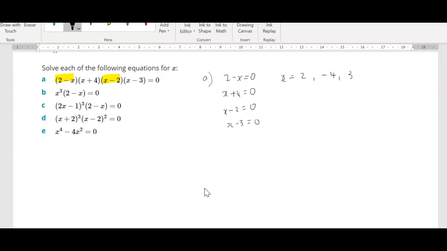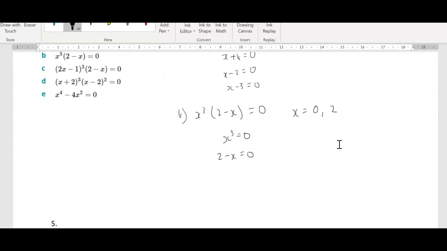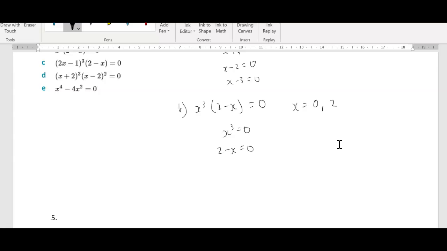All right, question B. We've got x cubed times 2 minus x equals 0. So that means either x cubed equals 0 or 2 minus x equals 0. So that means x is equal to, well, when we take the cubed root of 0, we get 0, and then we've got 2. All right, let's have a look at a harder one. Let's do E. So C and D pretty much do the same thing. When you take the cubed root or the square root of 0, it still equals 0.